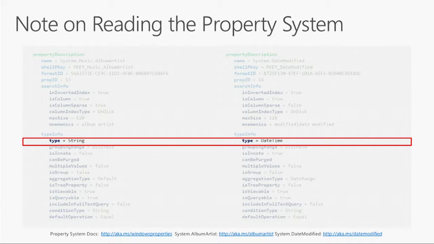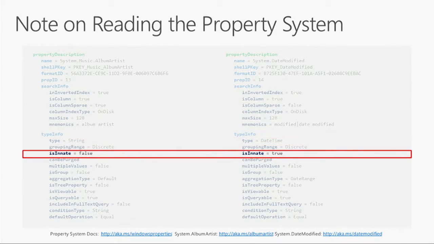A word to the wise, the type date time in the property system documentation actually maps to datetime offset in C#, not the datetime class. The datetime offset also maps to file time if you're doing it in C++, so just as a heads up, it catches you a few times. The last thing to check is isInnate. Now this is where you'll see these two properties differ.